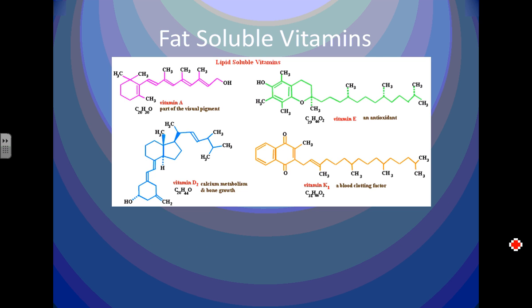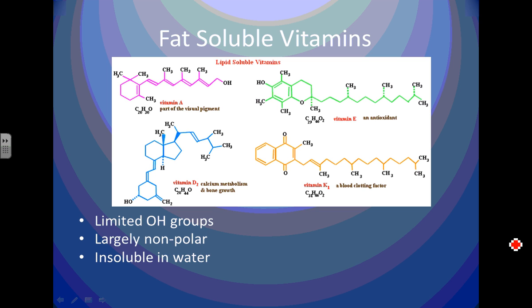Now, the fat-soluble molecules are vitamins. You'll notice that they're not very polar. There are very, very few OH groups at all. So we've got vitamins A, D, K, E, and there are a couple of versions of vitamin D. There are limited OH groups, which means they're largely non-polar. They're insoluble in water, but they are fat soluble.